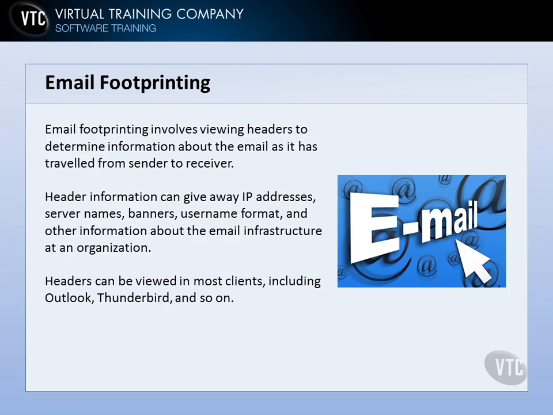Now, most email clients that you would use, including Outlook, Thunderbird, Eudora, even web-based email, can give you header information. And what we're actually going to do here in a moment is look at header information that came through Gmail, as a matter of fact. So I'm going to show you a slightly edited email header and point out some of the things that you can get from email footprinting. Let's go ahead and take a look at that now.